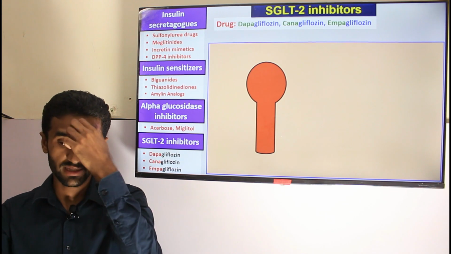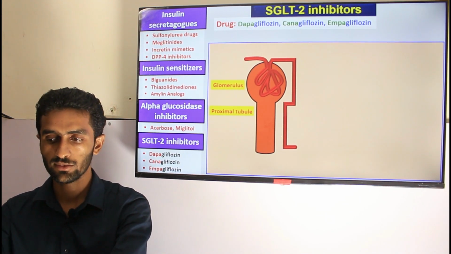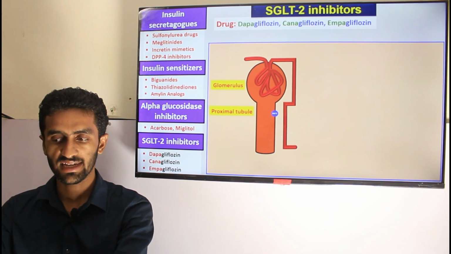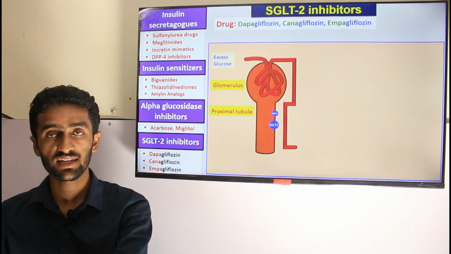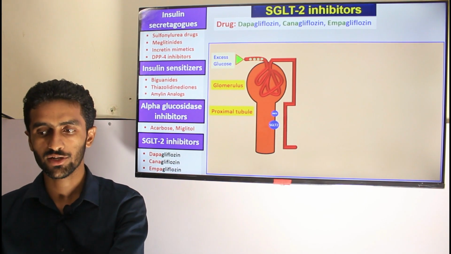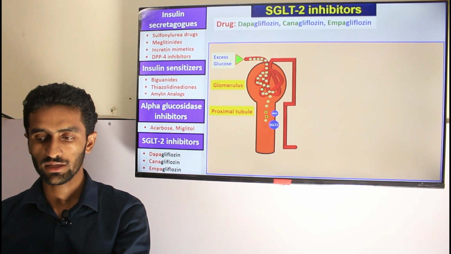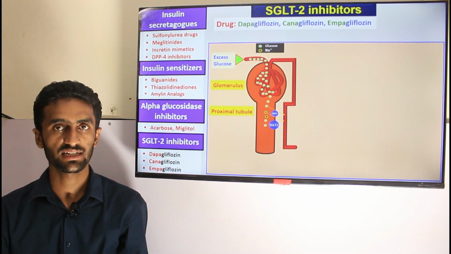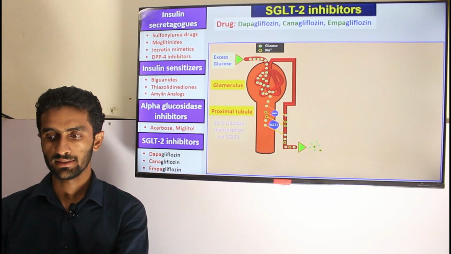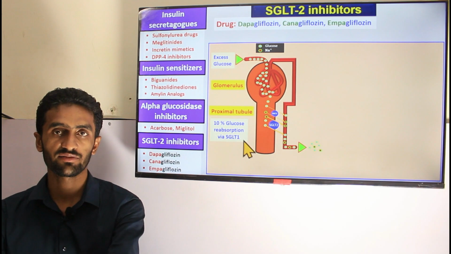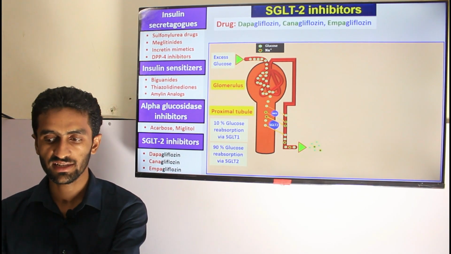So here, just look at the nephron. Here is your glomerulus, here is the proximal tubule. Okay. So you can see SGLT1 and SGLT2, sodium glucose co-transporters here. So if there is excess glucose, it enters the glomerulus and is filtered into the proximal tubule, where it is reabsorbed via SGLT2 and SGLT1. Okay. So 10% of glucose reabsorption occurs via SGLT1 and 90% of glucose reabsorption occurs via SGLT2.